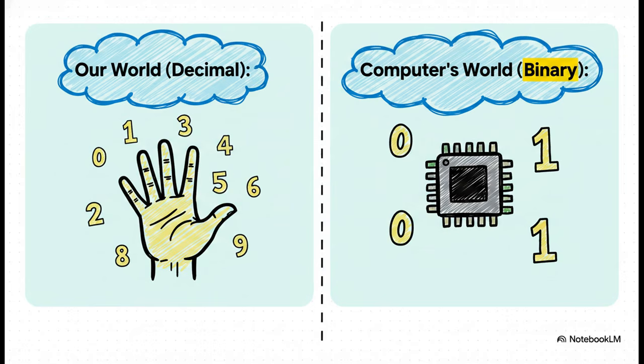So here's where it gets interesting. We live in a decimal world. Everything we do is based on 10 digits, 0 through 9. But computers, they live in a binary world, based on just 2. It's a completely different way of counting and representing, well, everything. But it's this simplicity that makes it so incredibly powerful.